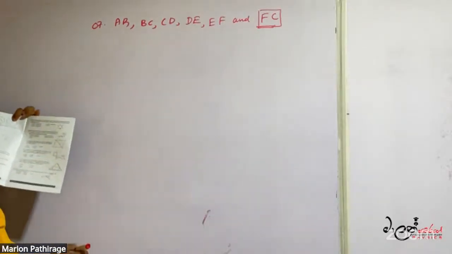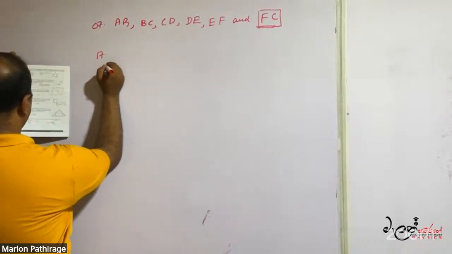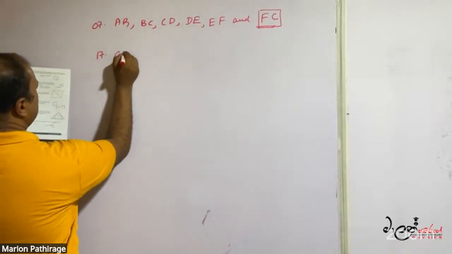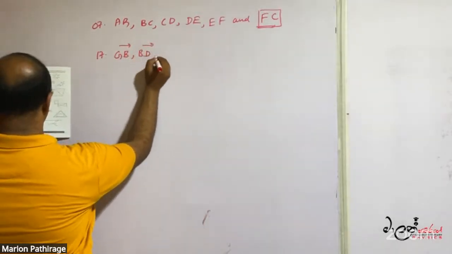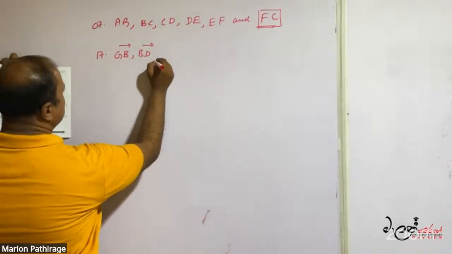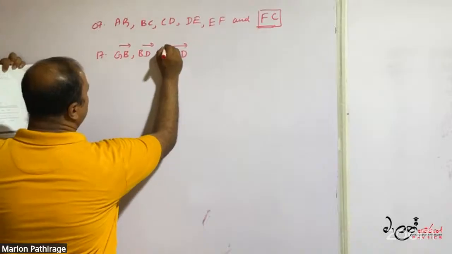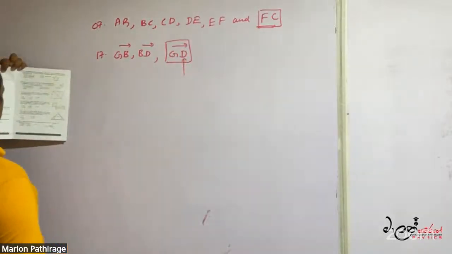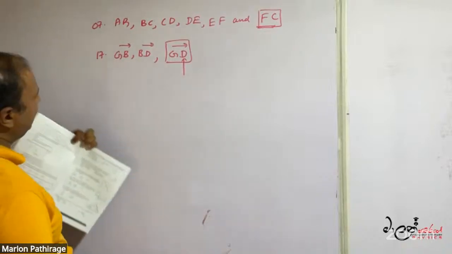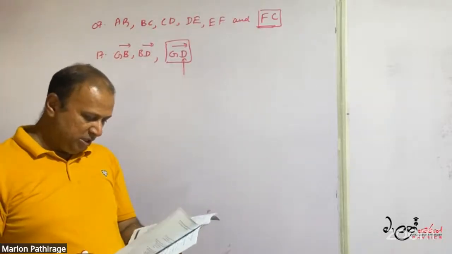Then again, question number 17. Nine coplanar forces GB, BD, and the third one should be GD. In the 17th question, it should be GD.